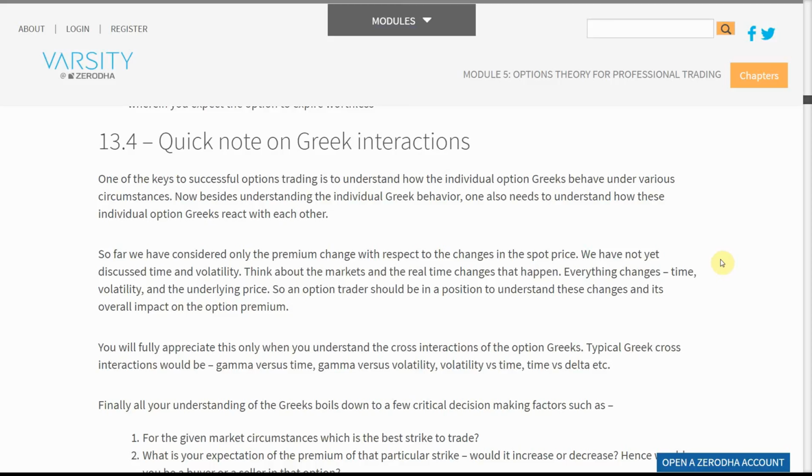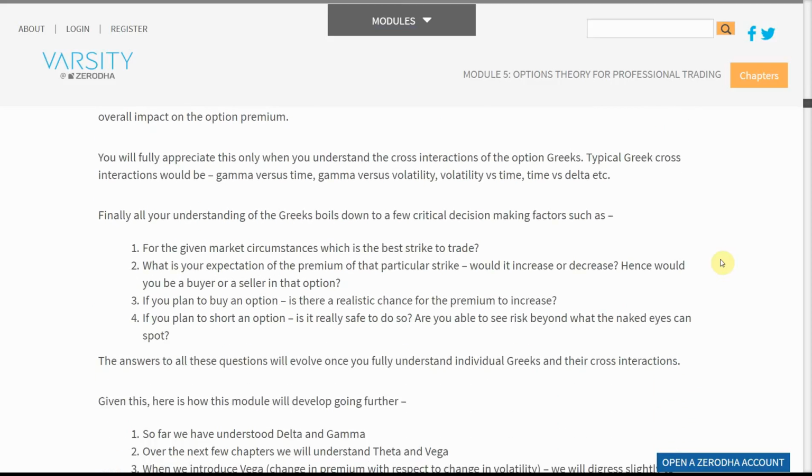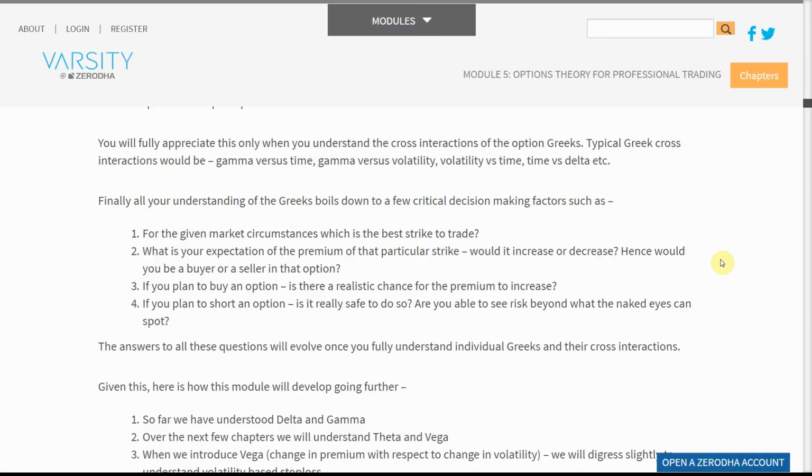Think about the markets and the real-time changes that happen. Everything changes: time, volatility, and the underlying price. So an option trader should be in a position to understand these changes and their overall impact on the option premium. You will fully appreciate this only when you understand the cross interactions of the option Greeks. Typical Greek cross interactions would be gamma versus time, gamma versus volatility, volatility versus time, time versus delta, etc.